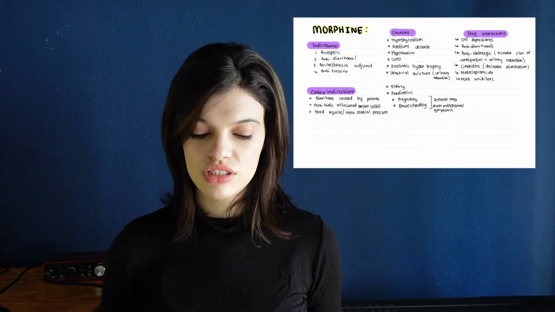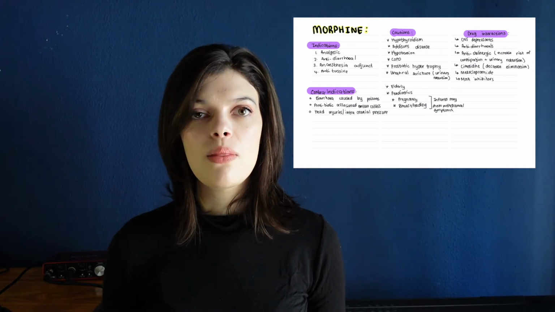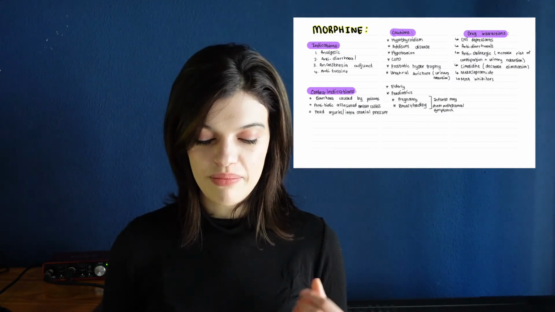Alright, now there are some drug interactions. This includes, like I said, central nervous system depressants, antidiarrheals, anticholinergic drugs, because that can increase your side effect profile, which in this case is going to be urinary incontinence or urinary retention, as well as constipation.